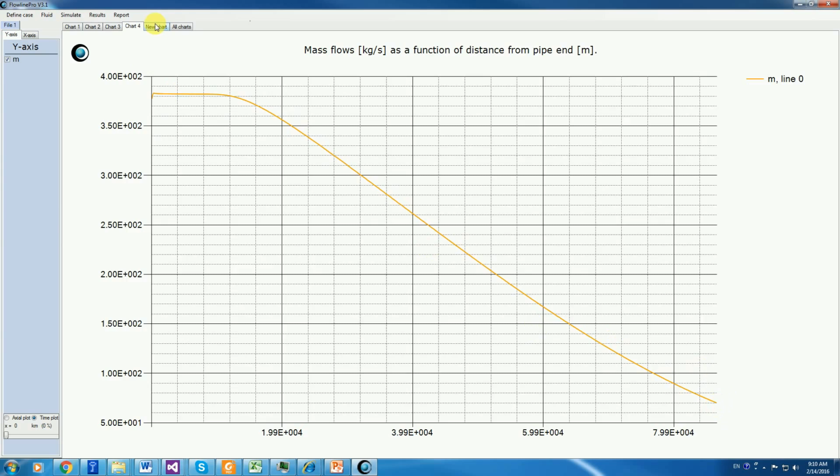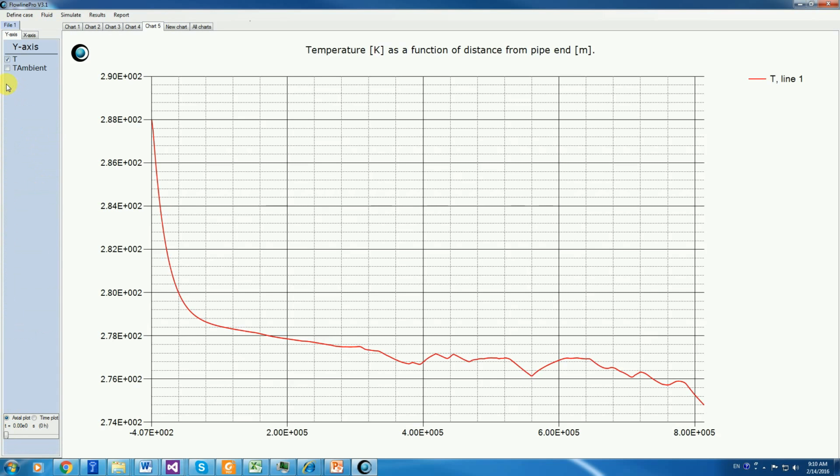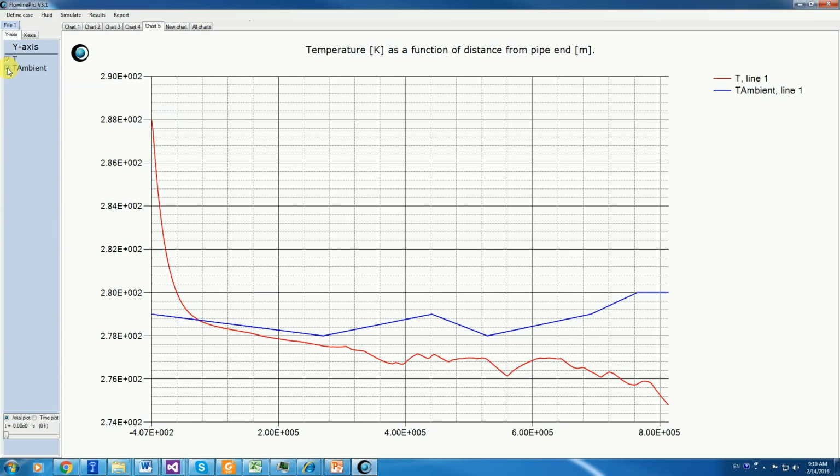The temperature could also be interesting. Go for the temperature here, and let's also see the outside temperature. The sea temperature is the blue line, and the red line is the gas temperature inside the pipeline. And here near the outlet, the gas, due to the Joule-Thomson effect, as it expands, becomes quite cold. It's also good thermal insulation there, remember, because the pipeline is buried.